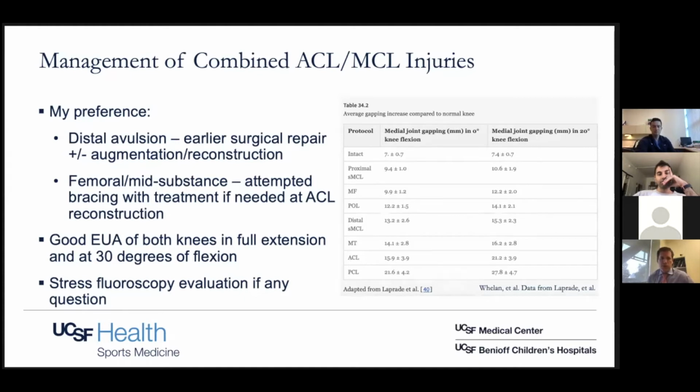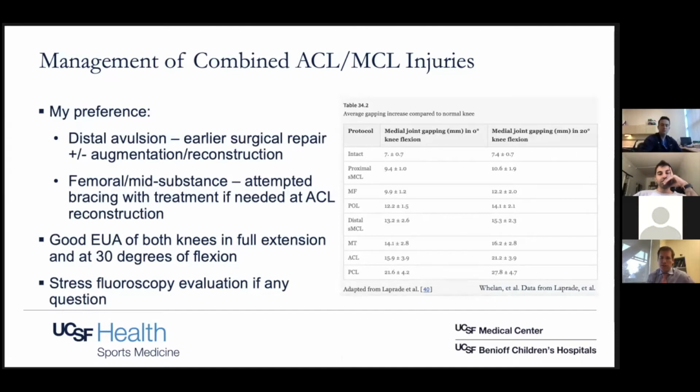And then we'll do a good EUA in both full extension and at 30 degrees of flexion. If they open in full extension, I would definitely plan to treat the MCL. And then get stress fluoroscopy if any question.